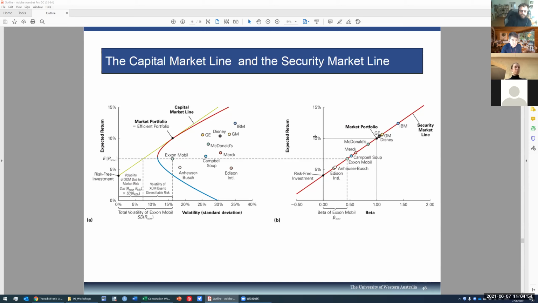And on the right-hand side, you have the security market line, which again plots the relationship between return and risk, where the risk is now quantified by beta, right? Security, because it's at the individual security level, company level, and that's the capital market line. Hopefully that answers the question.